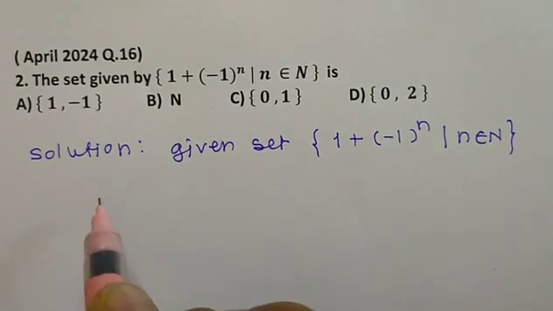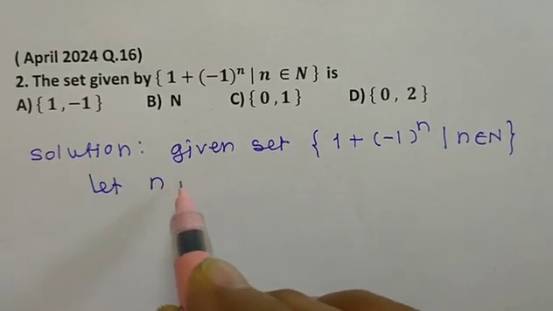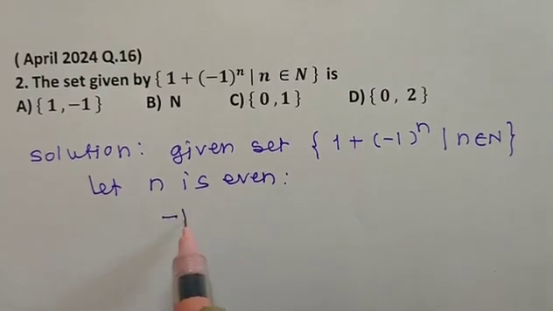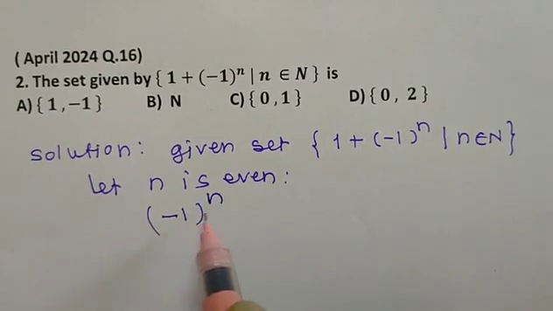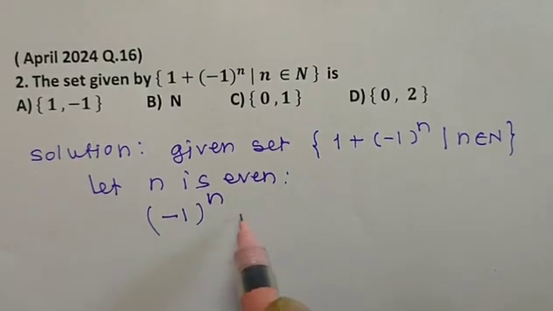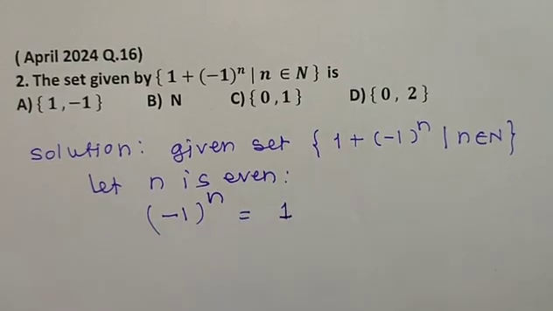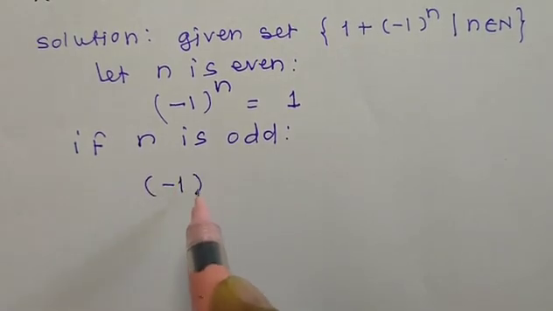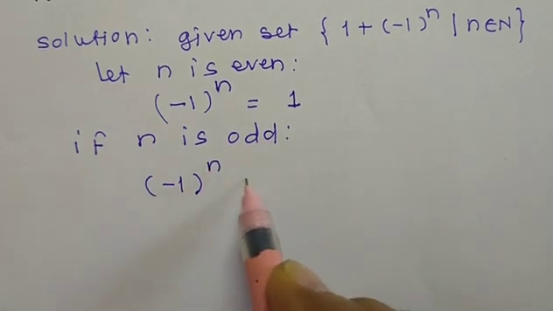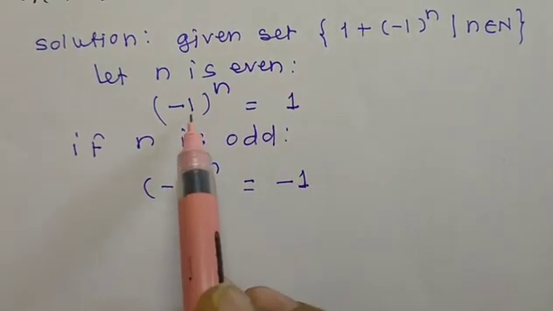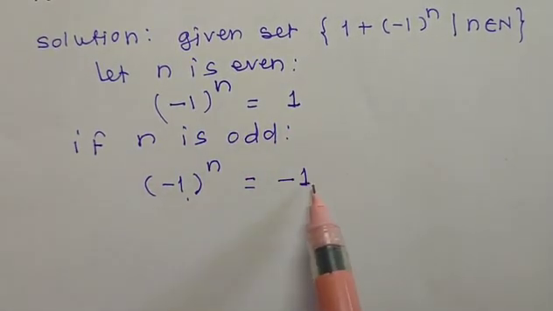Okay, let n be even, then minus 1 raised to n. Now here, negative 1 raised to n: if n is even, then this is positive. Okay, and if n is odd, then you know minus 1 raised to n will be negative. You know, 1 raised to anything is 1, no doubt.